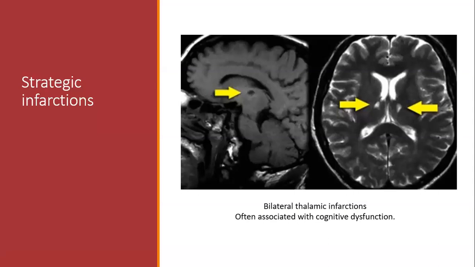So some examples. Here you can see bilateral thalamic infarctions. The dorsomedial thalamus is affected, and this is often associated with cognitive dysfunction.